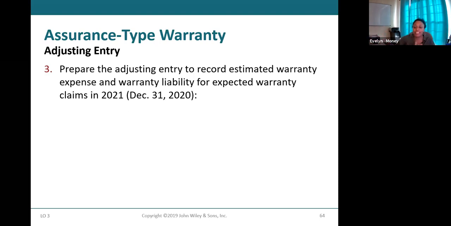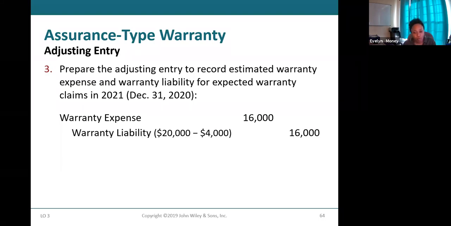What does that mean? That means at the end of the year, I need to do an adjusting entry so that I can make sure I'm not violating that matching principle and I'm matching the sale with the actual expense. So this is where we estimate. We estimate that the warranty cost in 2021 will be an additional $16,000. So we debit warranty expense, we credit warranty liability. So we record that accrued expense.